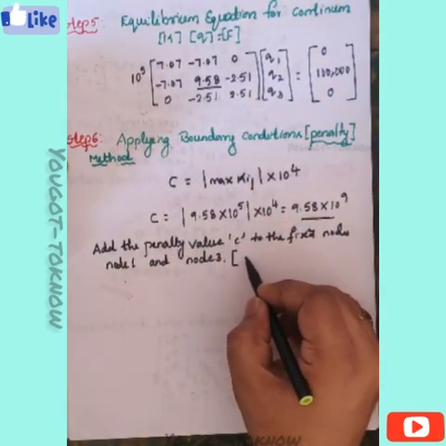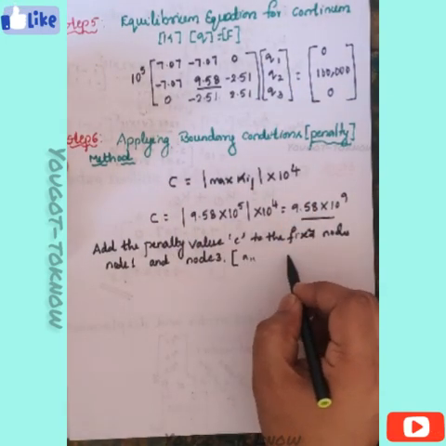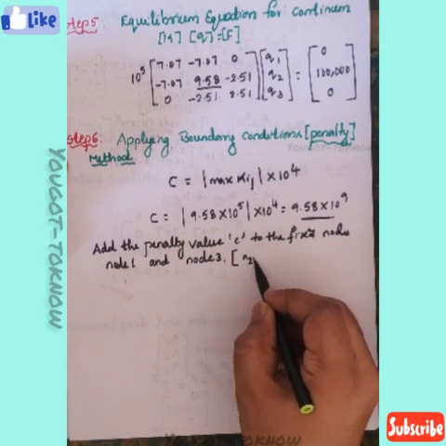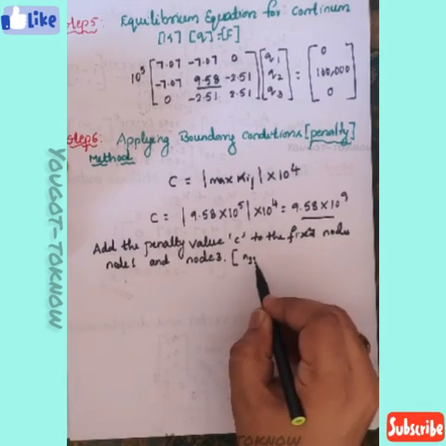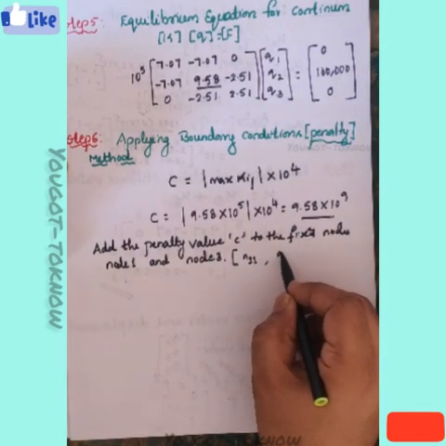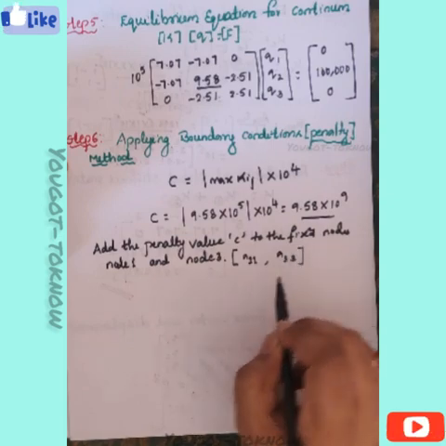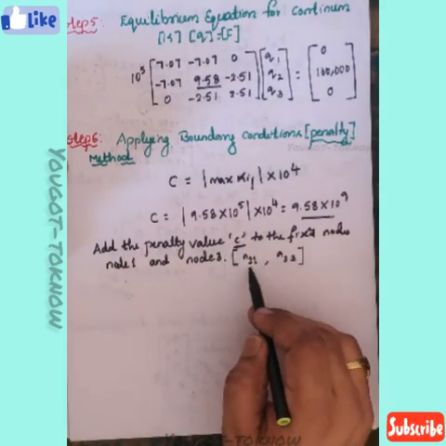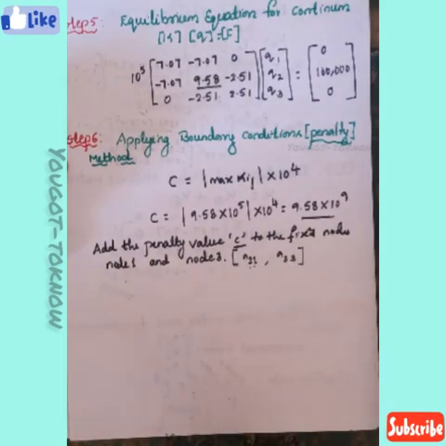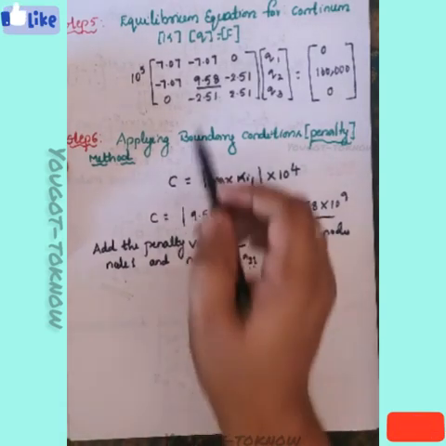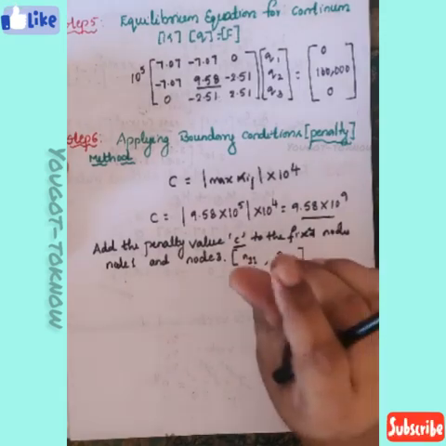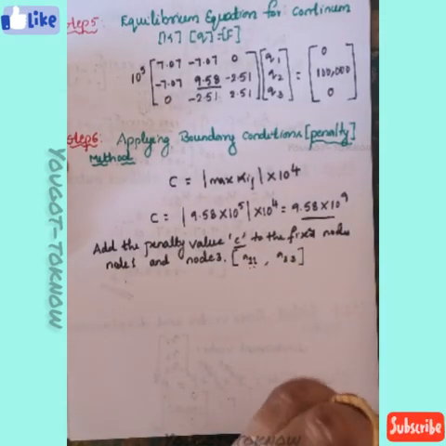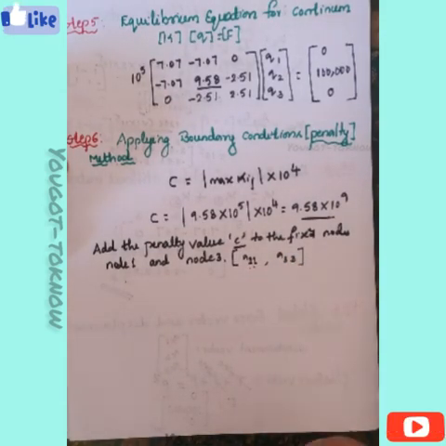If you observe here, generally if you take a matrix, you have A11, A12, A13. What does A11 represent? The value which belongs to only node 1. Similarly, A33 means the value which belongs to only node 3. That means you should add your penalty value C only to A11 and A33, because A11 and A33 are the values which belong to node 1 and node 3. Because if you observe another one, A21, it is a value connected between 1 and 2. A32 is a value connected between 2 and 3, like that.